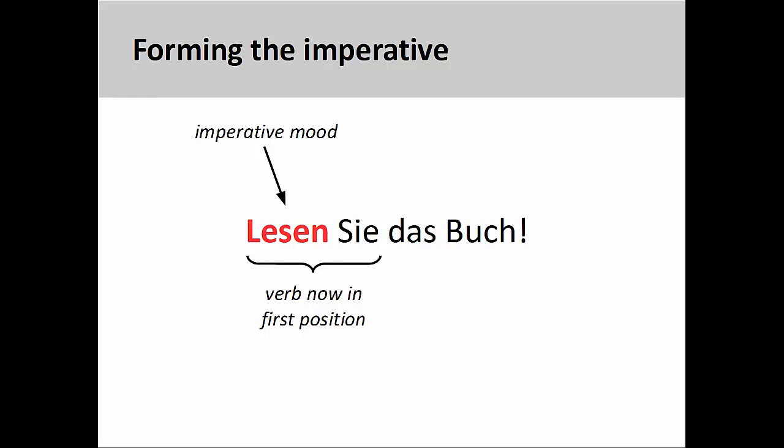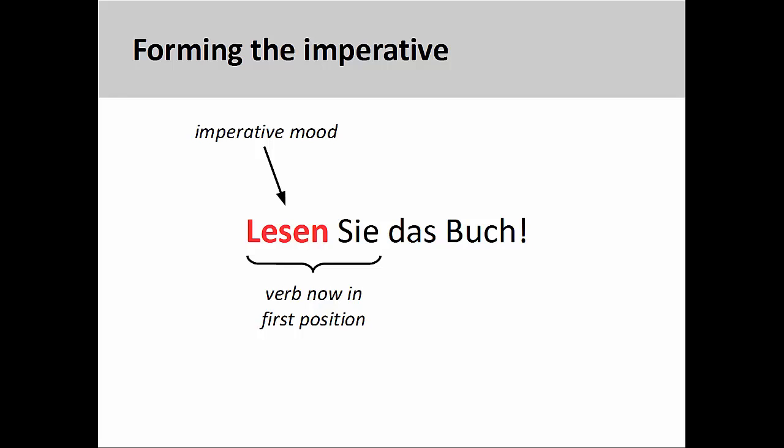To make this statement into a command, you simply need to put the verb in the first position, the formal pronoun Sie in the second position, and add an exclamation point. Lesen Sie das Buch, read the book. This sentence is now in the imperative mood.